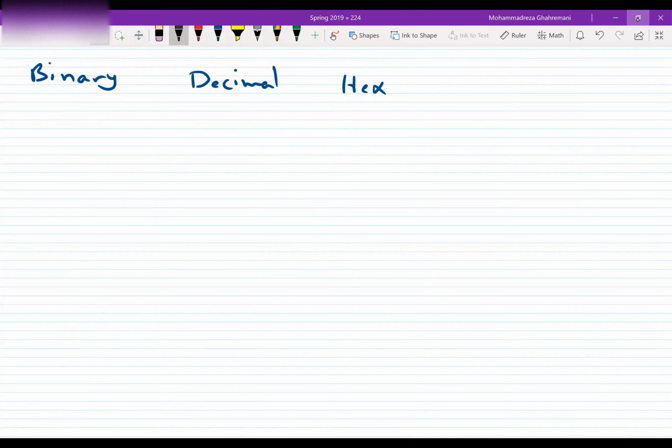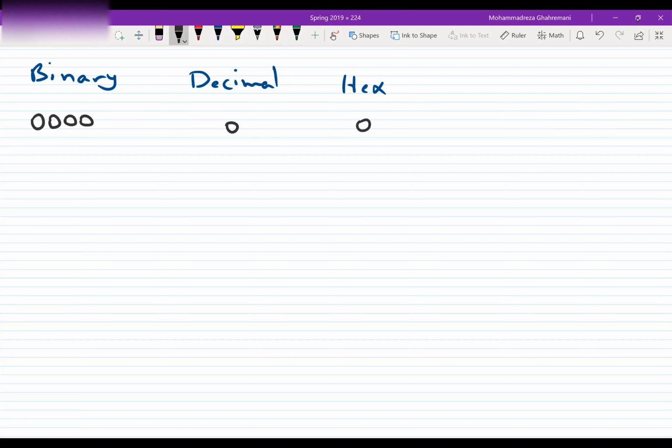For the binary, we start from 0000, and I need to check my computer to make sure that it is recording the lecture. Okay. 0000 is 0 in decimal and 0 in hexadecimal.